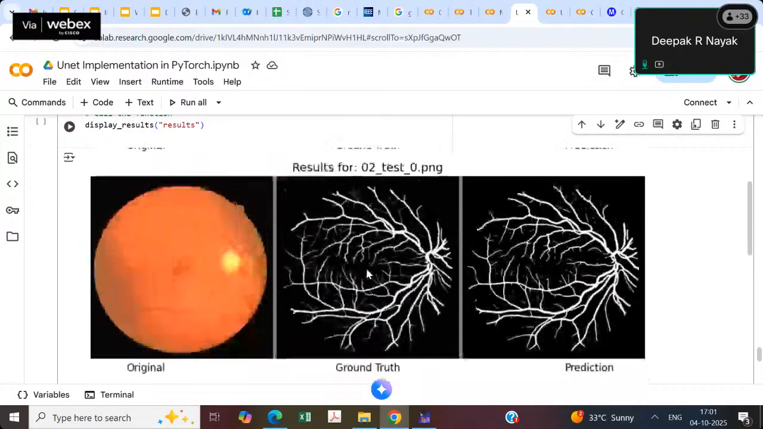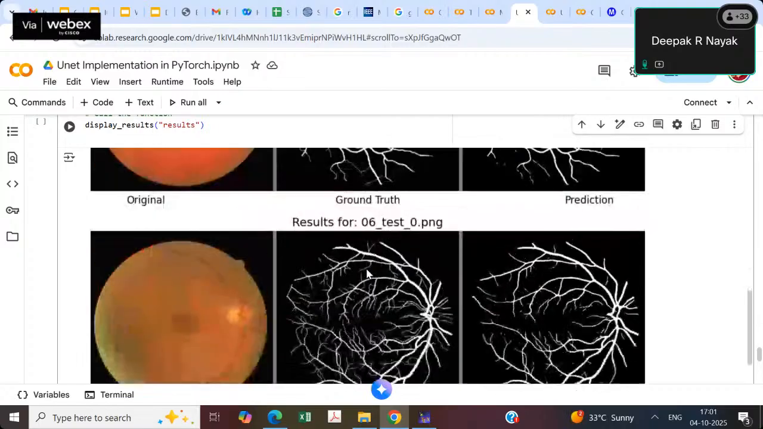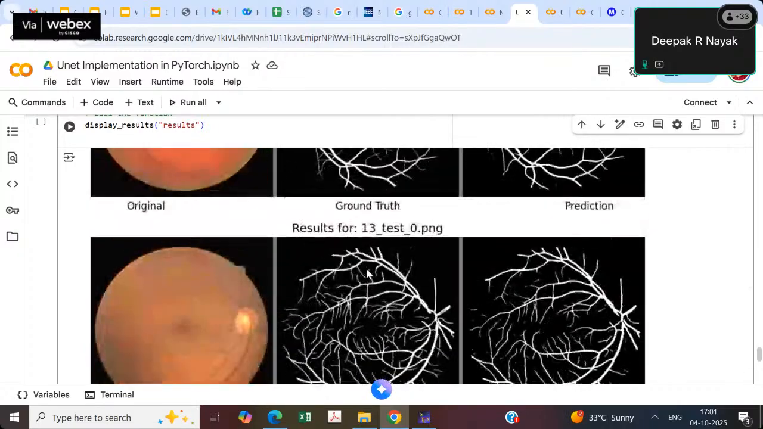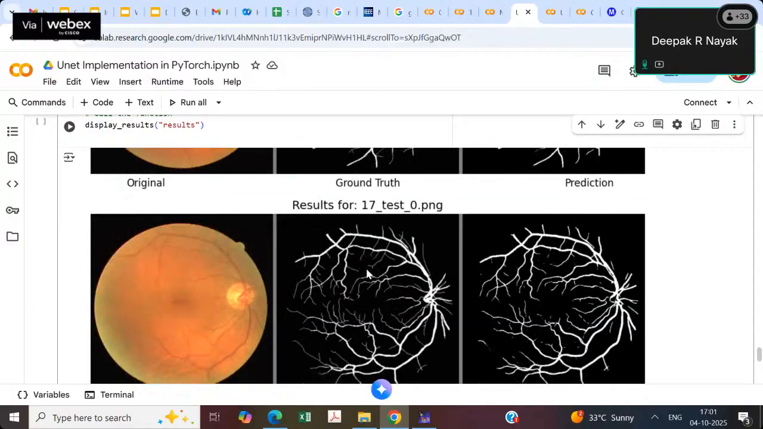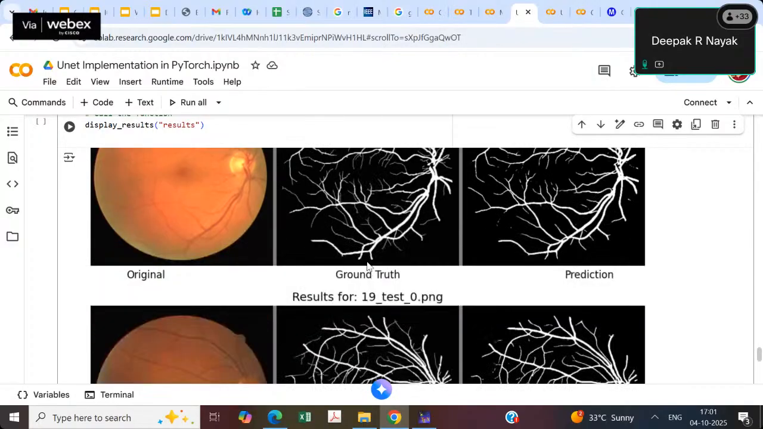Here are some of the other results. It's not that difficult to implement all these algorithms. It is very easy to implement all the architectures whatever we have discussed. So I'll stop here. I'll share all those things with you. If you have any queries, you can write them in the chat box. I'll be happy to take a few queries.